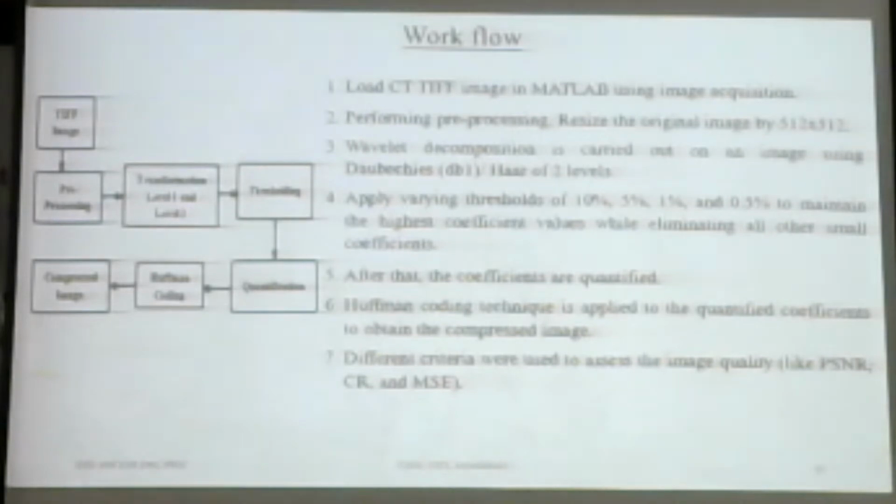The workflow is loading an AIET image, using an image equalization technique in MATLAB and performing pre-processing operations. Then wavelet decomposition is carried out using a DP1 hard wavelet of 2 levels. Then varying threshold values of 10%, 5%, 1% and 0.5% are applied, maintaining the highest coefficient values while eliminating all other small coefficients. That is, we are using a hard threshold here. After that, the Huffman coding technique is applied to these quantified coefficient values.